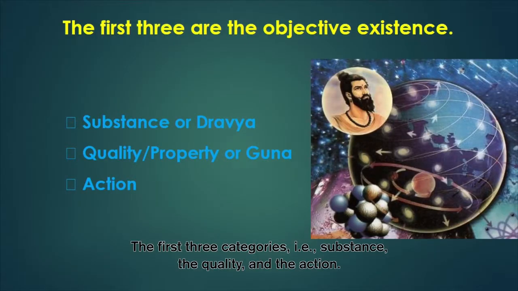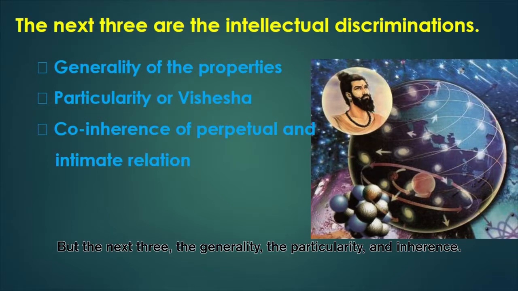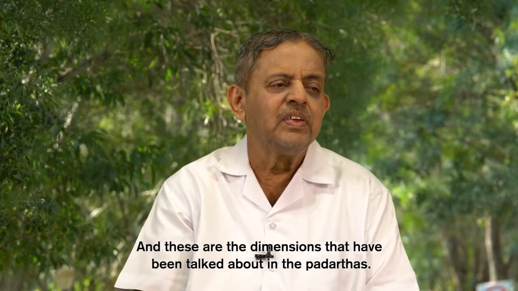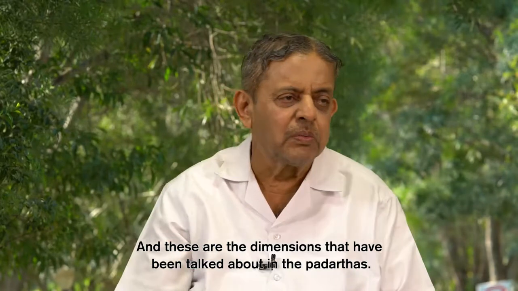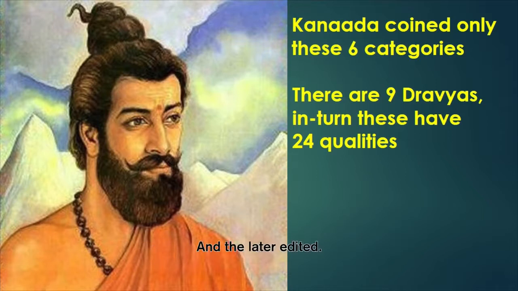The first three categories, that is the substance, the quality and the action, are objective existence. But the next three, the generality, the particularity and inherence, are intellectual discriminations. And these are the dimensions that have been talked about in the Padarthas. Kanada, as I mentioned, only enumerated these 6 categories, and the later authors added to them.